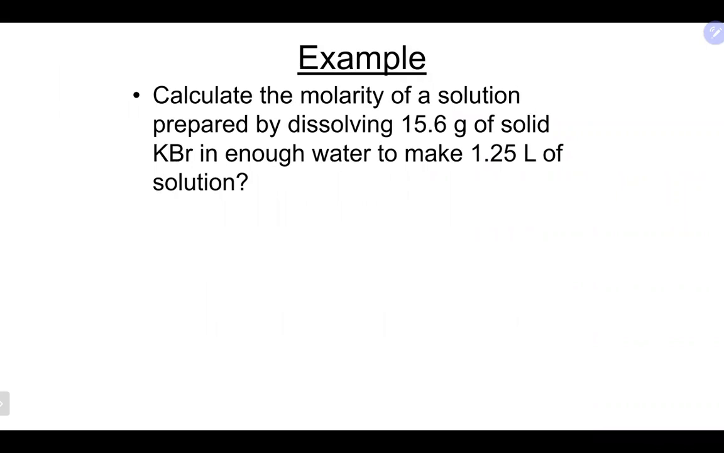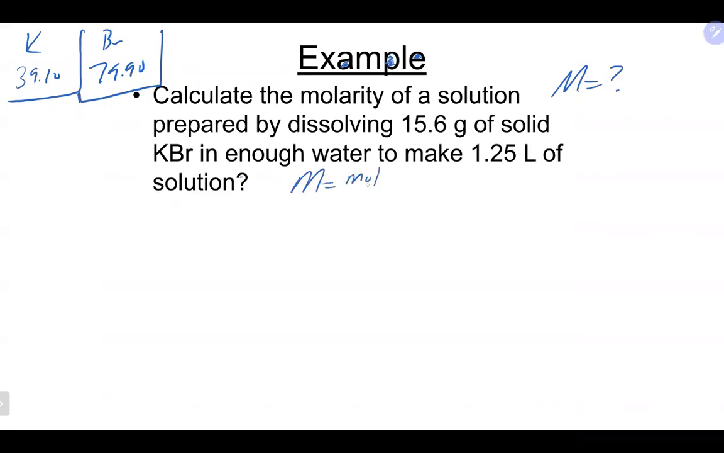What is the molarity of a solution prepared by dissolving 15.6 grams of KBr in enough water to make 1.25 liters? If we go to the periodic table, potassium is 39.10 and Br is 79.90. Calculate molarity, which is moles per liter. The first thing to look at is, do we have any of that? We obviously have the liters, and it's not in milliliters, so it's in the right unit. We don't have the moles, but we do have the grams.